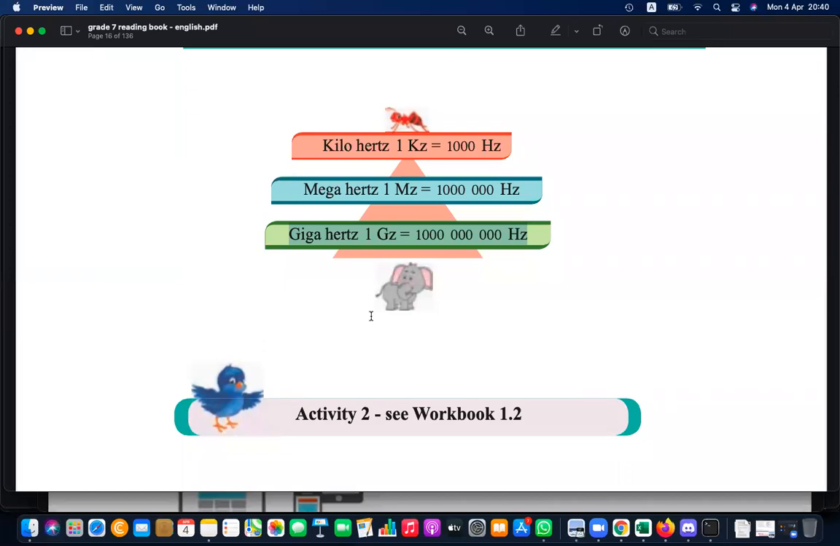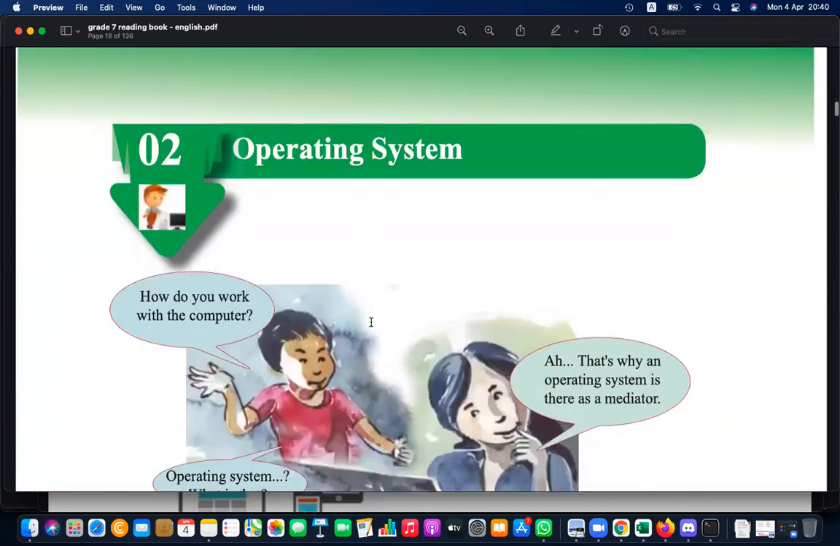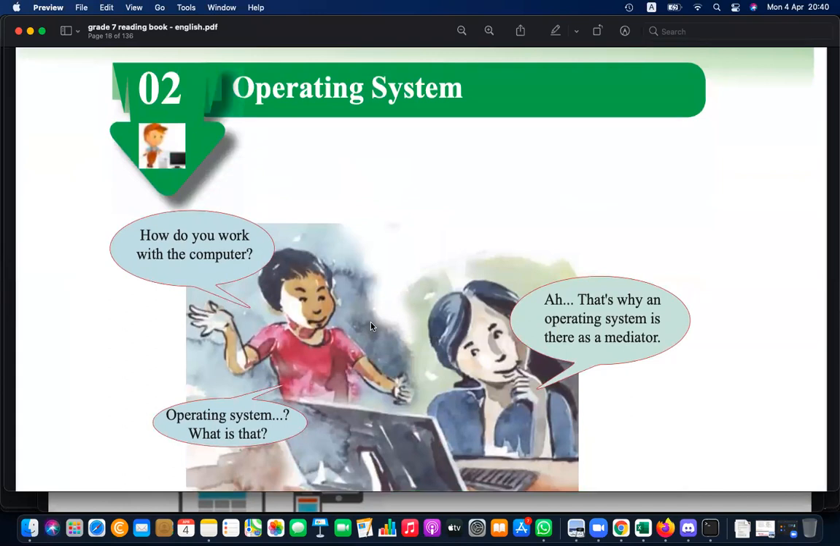Gigahertz, correct. Okay, that is about your first lesson, and that is the summary. In the second lesson, we learn about operating systems.